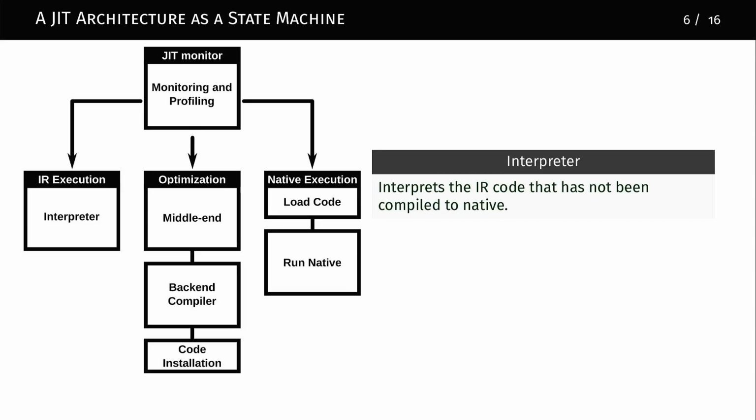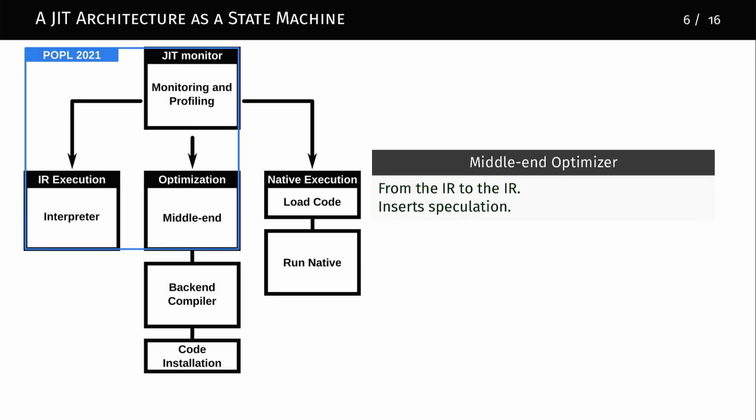For the optimization, we do it in several steps. And our first step, we call the middle end. And basically, it's responsible for inserting and manipulating speculation into our programs. And if we focus on just those three first components, it's what our previous work was reasoning about. But now we want to also integrate backend and native code generation.